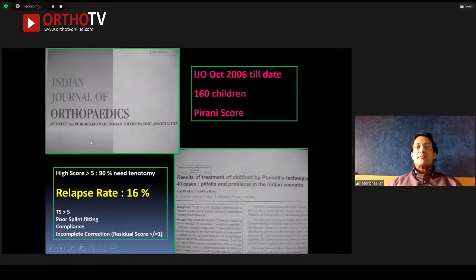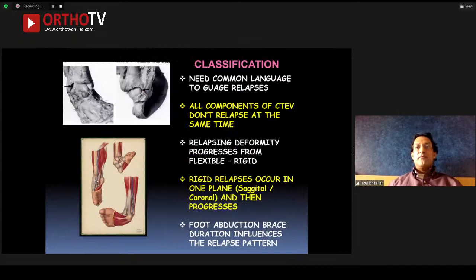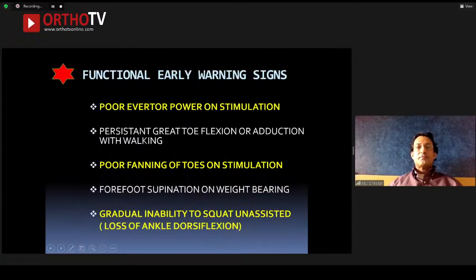And we had a relapse rate which we published in 2006, almost 16%, despite doing almost 90% of cases with tenotomy. So again, the maintenance phase becomes important. So why do we need to classify these relapses? I think it's important to have a common classification, a common language to gauge the relapses. We know that all deformities don't relapse at the same time once you start the orthosis. The relapses are usually flexible initially, and that's the time you should catch them before they become rigid.